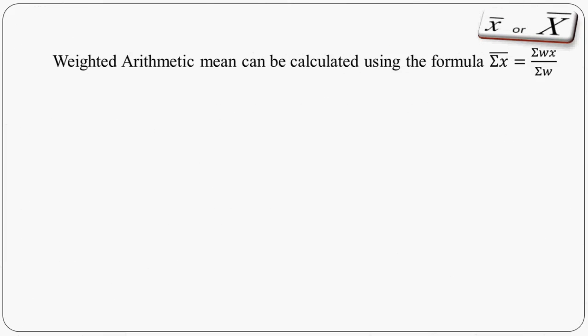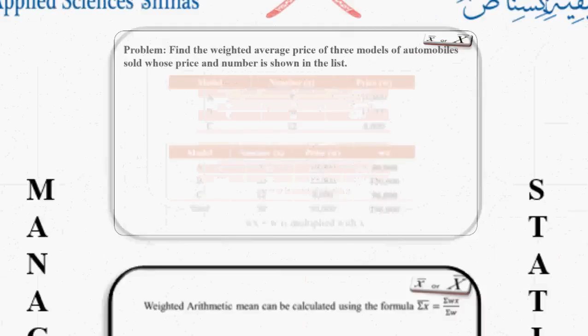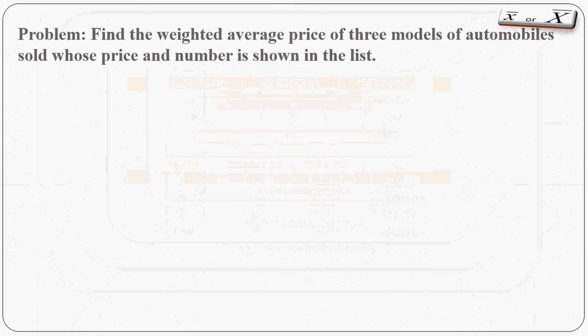So the weighted arithmetic mean can be calculated by using the formula for the same previous problem. This is the answer we derive. So sigma wx total will be 296,000 and sigma w will be 30. So 9,866.67. So moving further, let us see the problem.